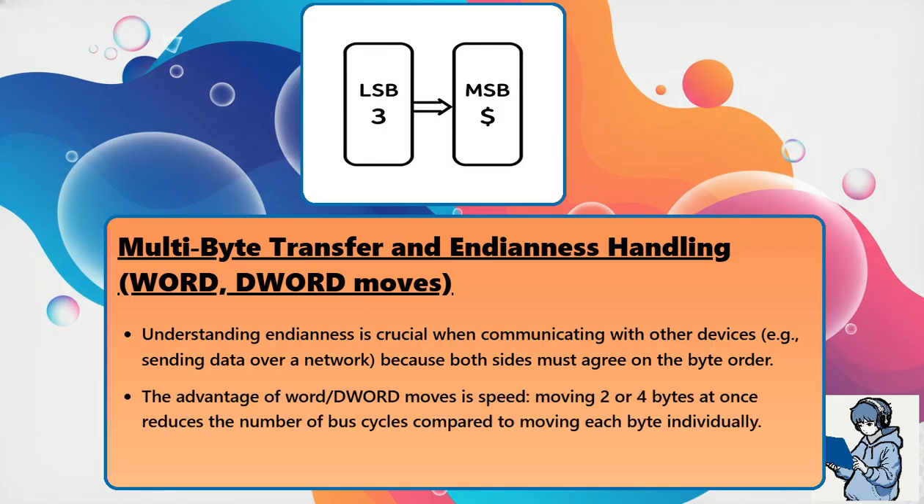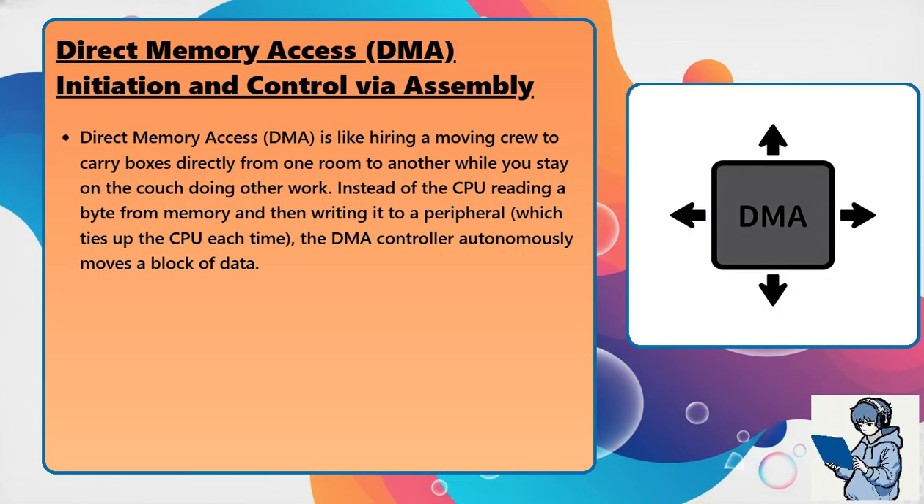The advantage of word or double word moves is speed. Moving 2 or 4 bytes at once reduces the number of bus cycles compared to moving each byte individually. Direct memory access, abbreviated DMA, is like hiring a moving crew to carry boxes directly from one room to another while you stay on the couch doing other work. Instead of the CPU reading a byte from memory and then writing it to a peripheral, which ties up the CPU each time, the DMA controller autonomously moves a block of data.